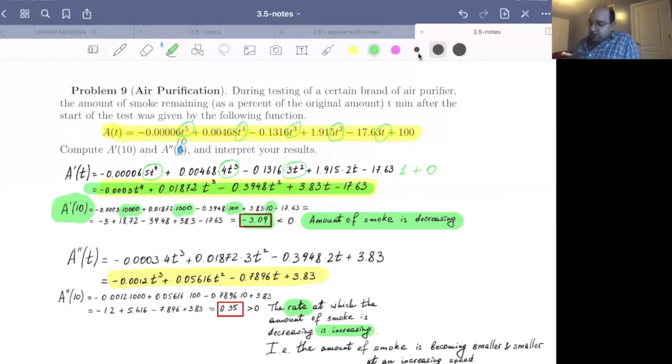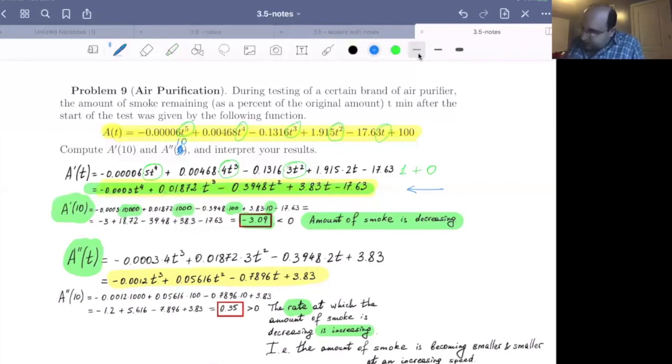Similarly, I need to find the second derivative. In both of these problems, it's important that first you find the derivative for every t, and then plug in the appropriate value of t. So the second derivative is the derivative of A prime, and A prime is given by the expression here. So I'm taking the derivative of that expression.